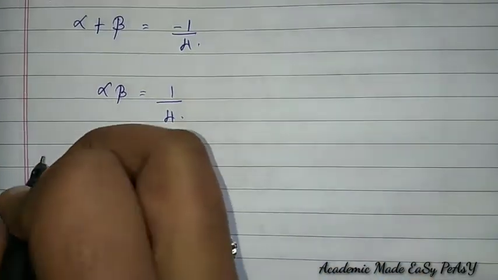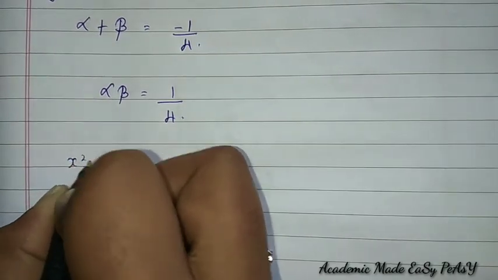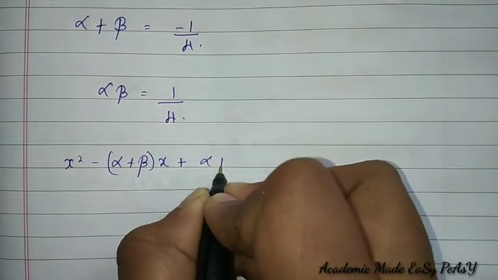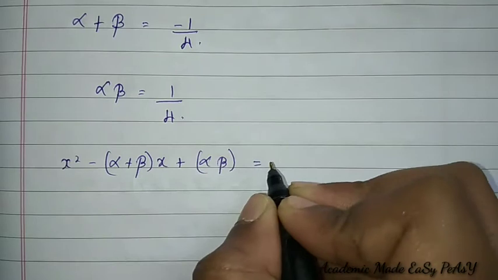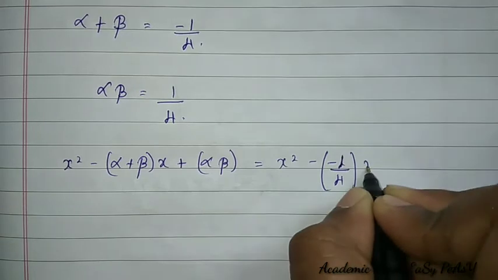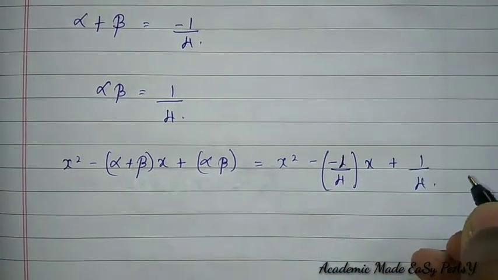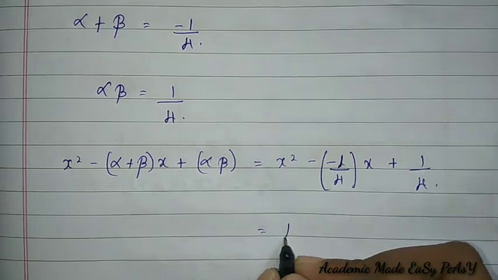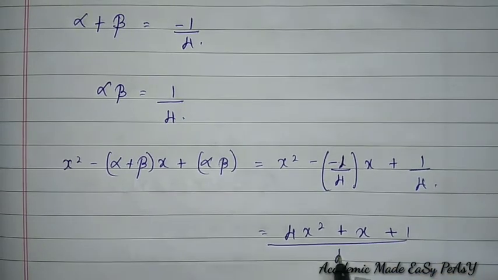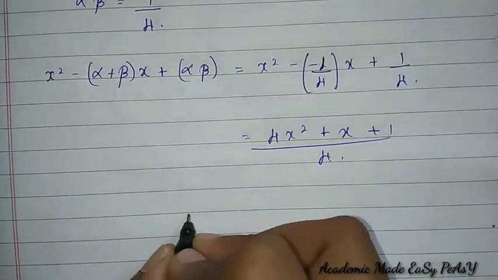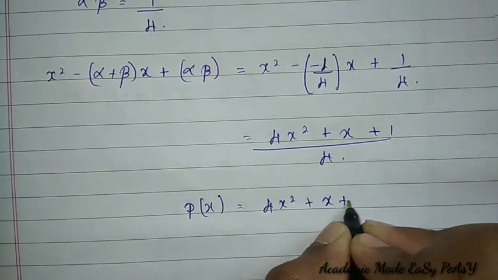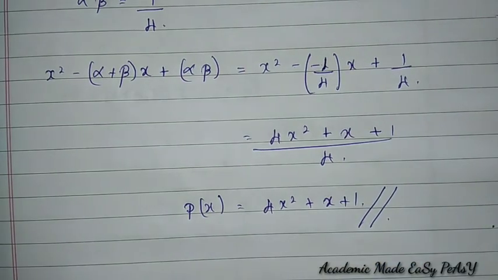So now I will just write the standard form, that is x square minus (alpha plus beta) into x plus alpha into beta. So therefore I will have x square minus 1 divided by 4 into x plus 1 by 4. So now I will just take LCM. So 4x square, minus into minus is plus, x plus 1 divided by 4. For p of x, we need not write the denominator. So p of x is equal to 4x square plus x plus 1. This is the required polynomial.